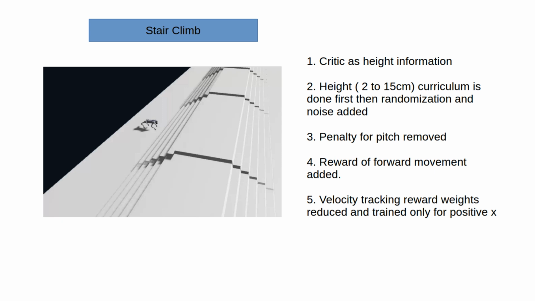And then I trained a stair climb where I gave a reward for forward movement. Speed is not the most important here; the forward progress is the improvement, and height information I gave to the critic directly from the simulation. So these were the changes I made to make it walk up the stairs.